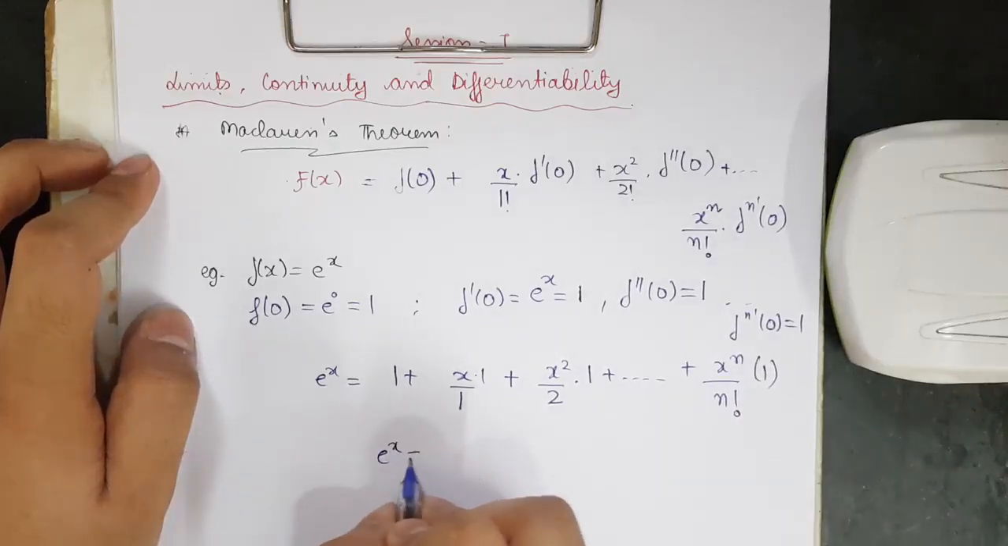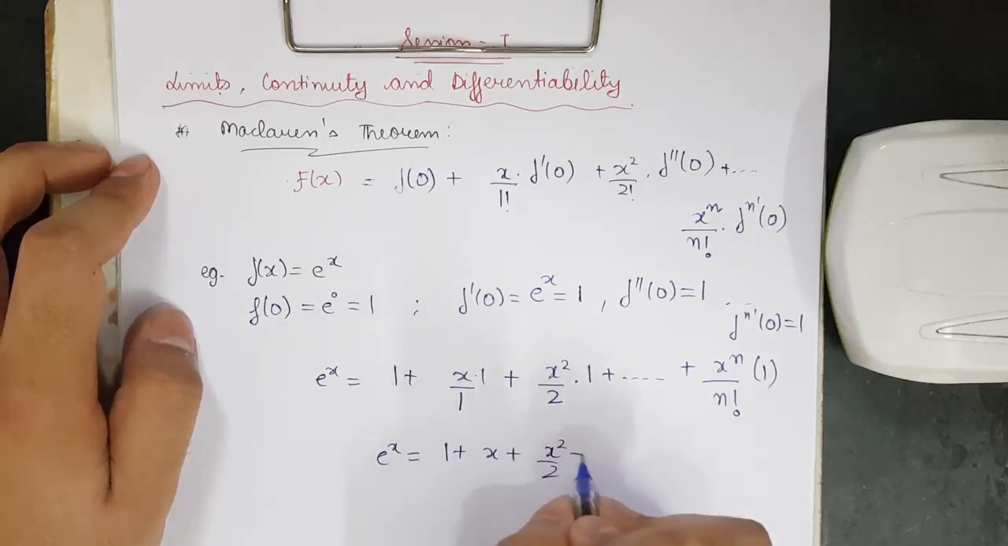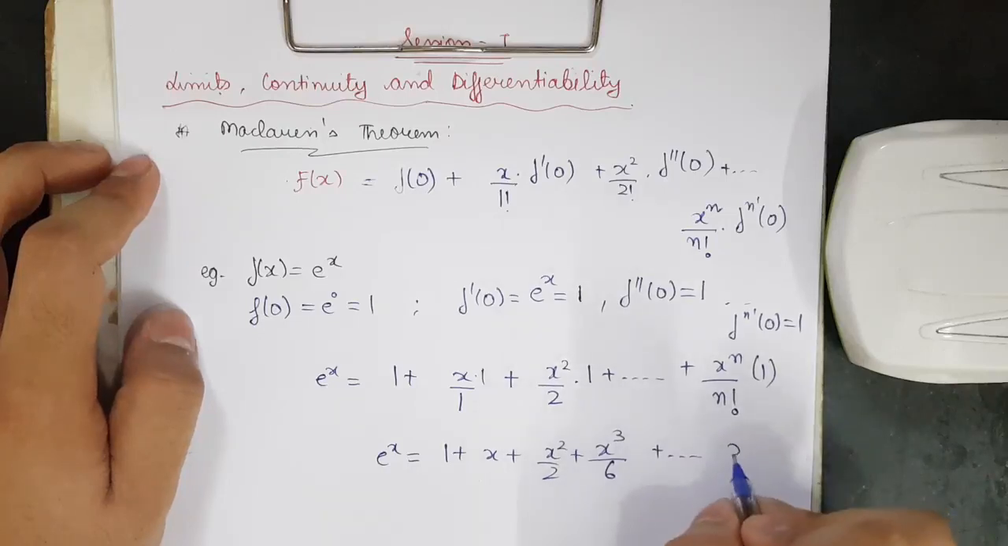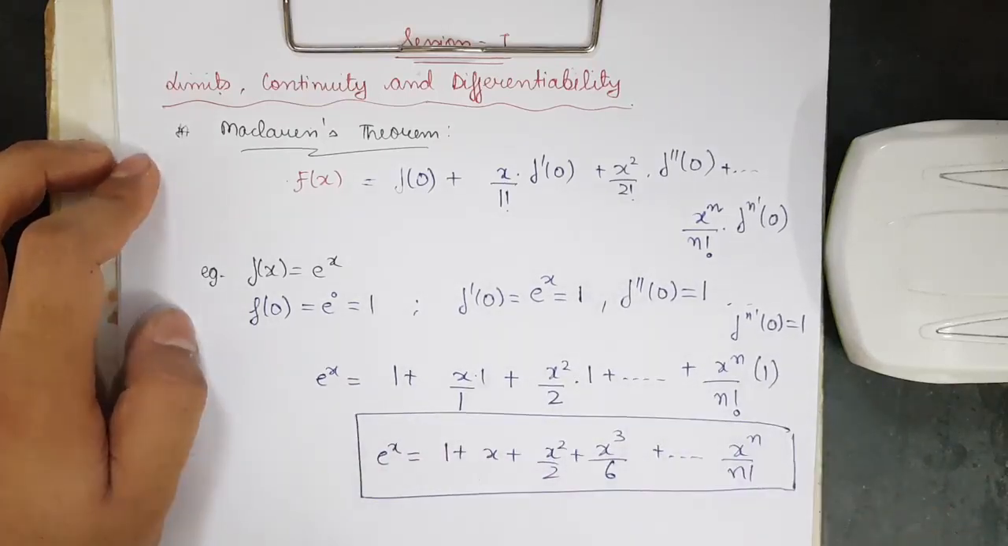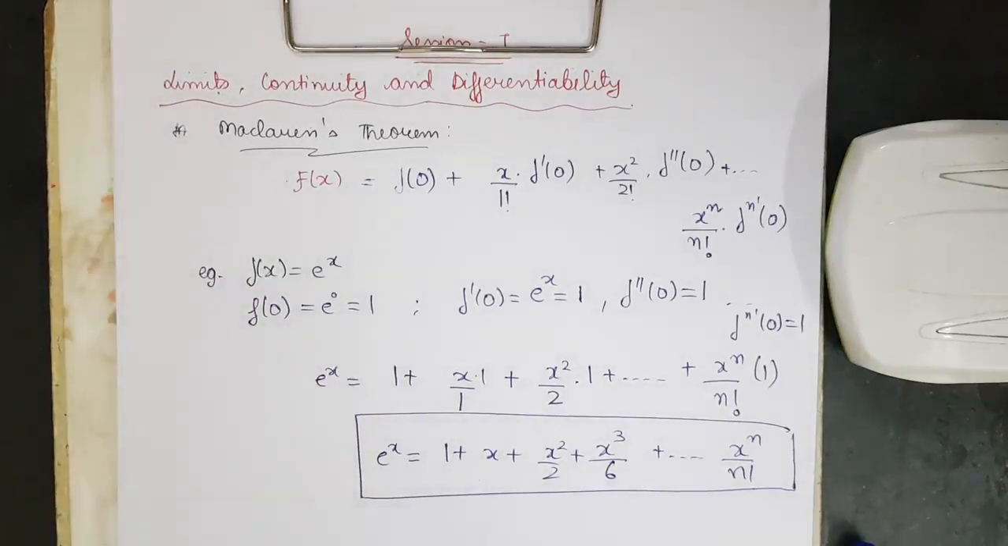So the series expansion of e raised to power x can be written as 1 plus x plus x square by 2 factorial plus x cube by 3 factorial, that will be equal to 6, moving on till x raised to power n by n factorial. So this is how you derive the formula for the series expansion of any function that is given to us.